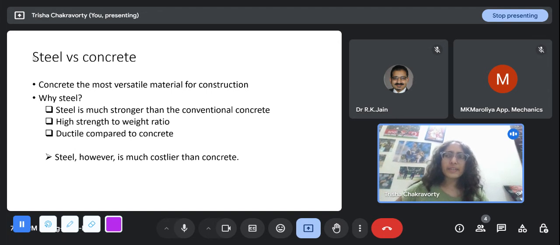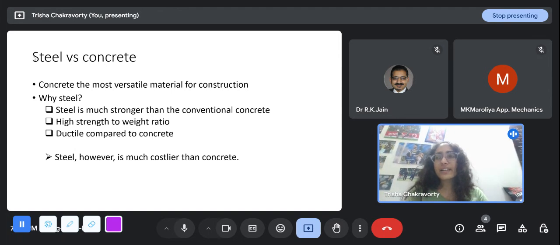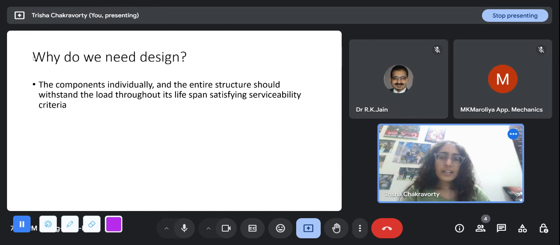Steel is used in some specific type of structures like bridges, like truss bridge or suspension bridges, and in factory sheds, and especially in towers. In high-rise towers, we use steel because it has a greater strength. And why do we need design? The components individually and the entire structure should withstand the loads throughout the lifespan, satisfying the serviceability criteria.